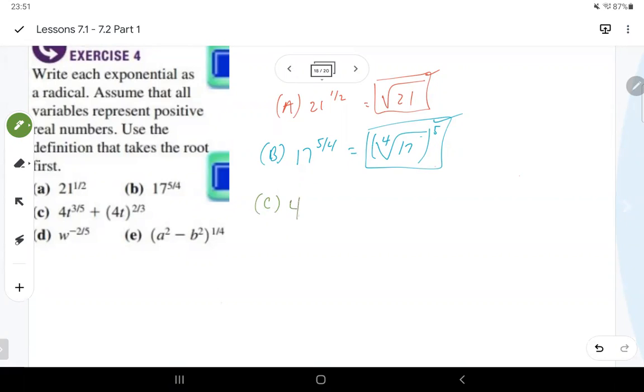All right, so we would have 4t to the 3/5 power plus 4t to the 2/3 power. Here, one of the ones, 4 is inside and 4 is outside. So this one, it's outside.